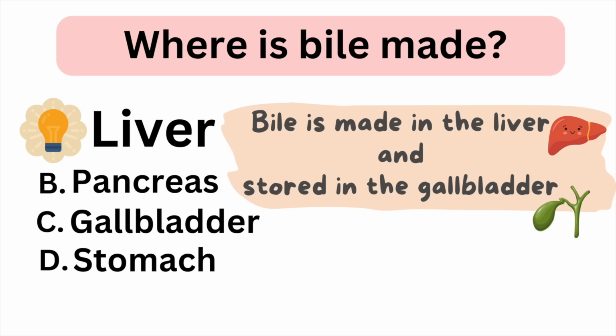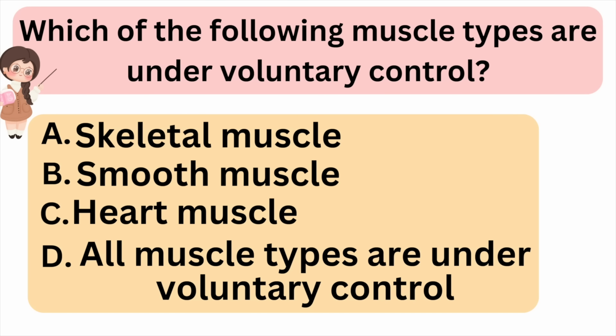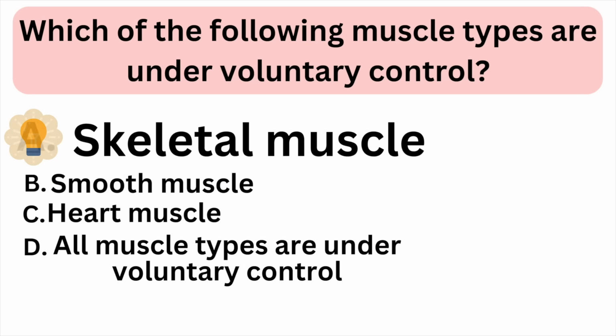Alrighty guys, question number 18. Which of the following muscle types are under voluntary control? A, skeletal muscle, B, smooth muscle, C, heart muscle, or D, all muscle types are under voluntary control. Our answer here is skeletal muscle.